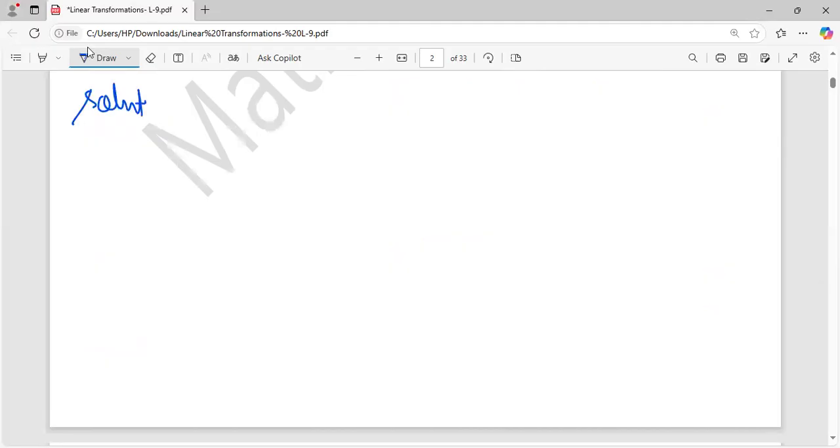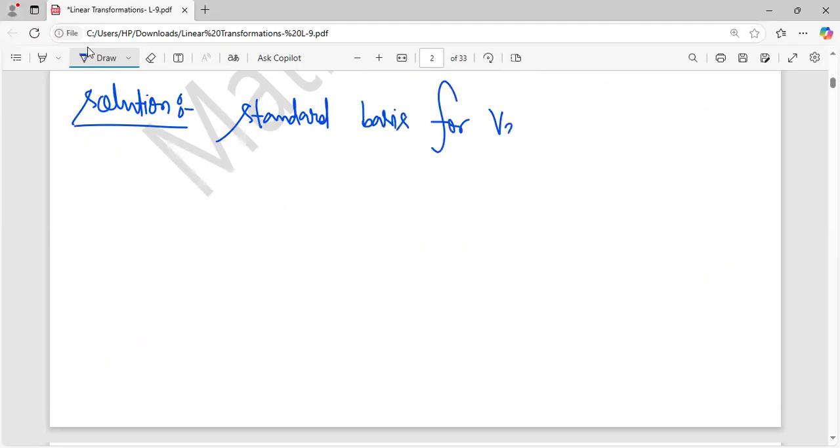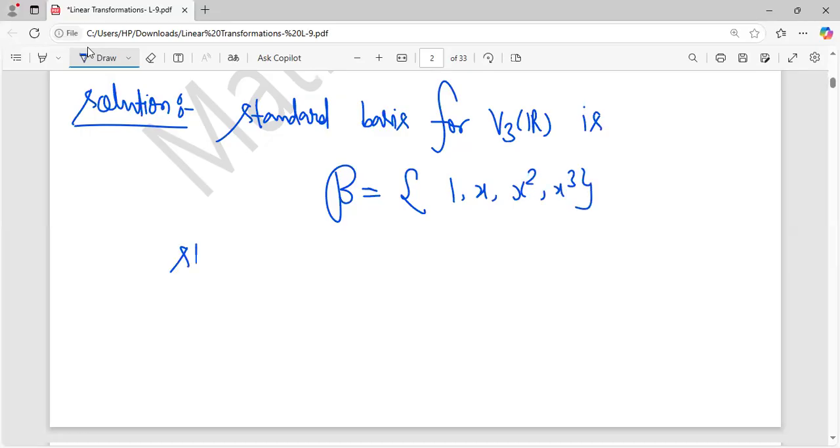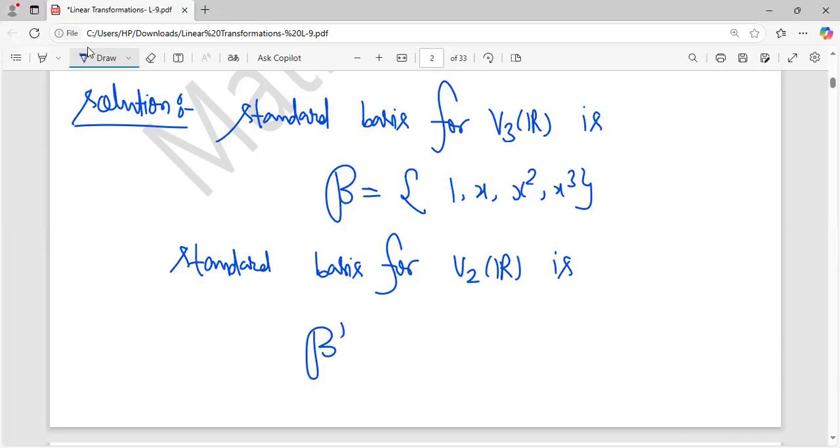Solution. So the standard basis for V3R is 1, x, x square, x cube. The standard basis for V2R is B dash equal to 1, x, x square.